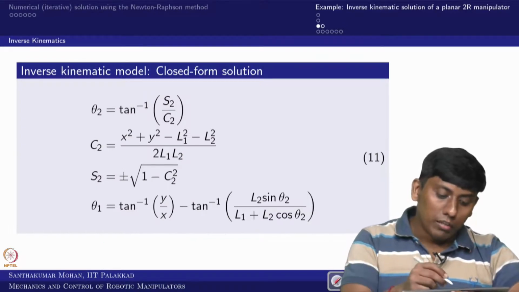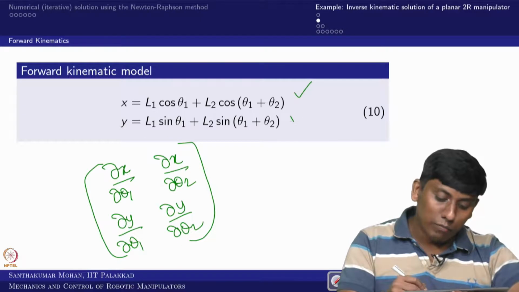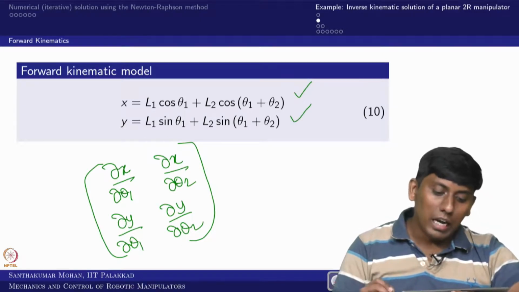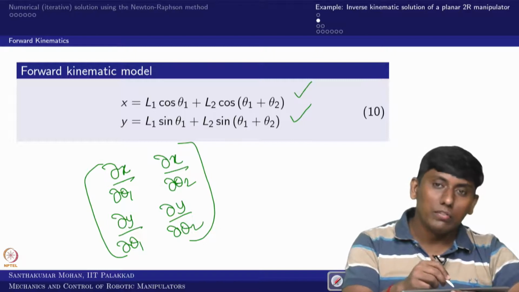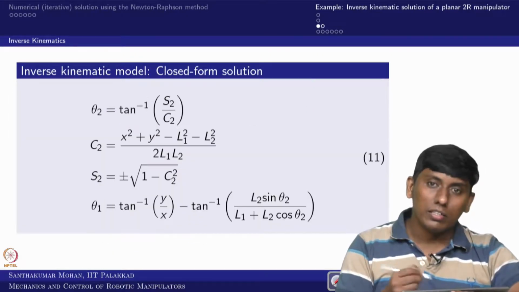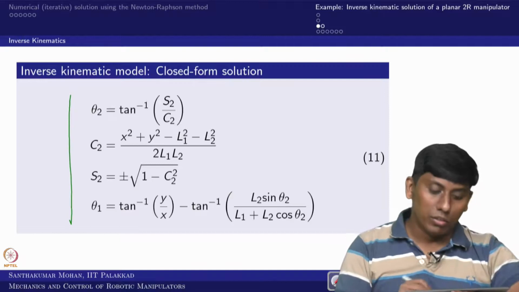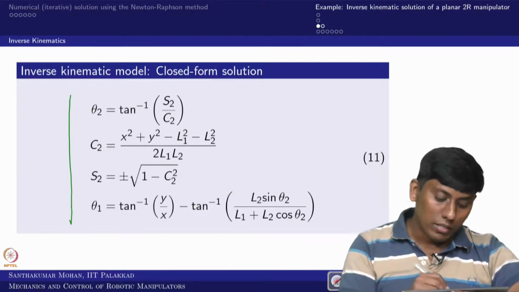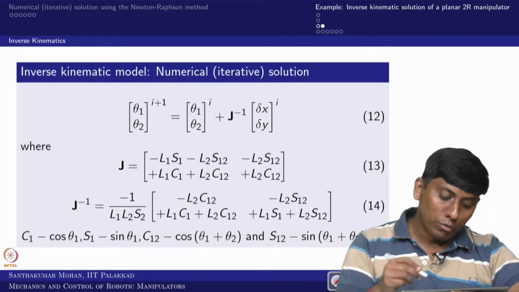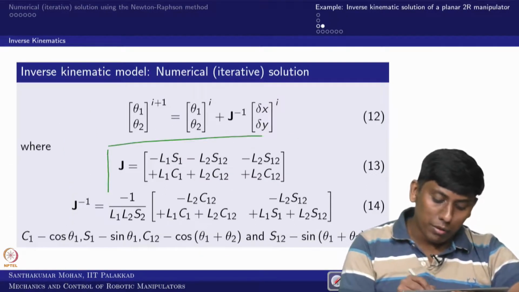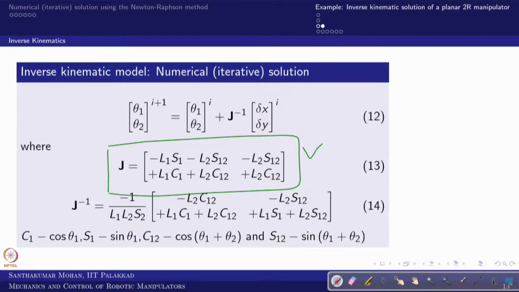Before that, what one can see is that the forward kinematic solution is known, and we already have the closed form solution available. Just for comparison I am taking this. We have already solved this in the last class, so the same solution I have put here. Now you can see what we need to know is this Jacobian matrix. This we have obtained, and this is the algorithm which we have formed. So now we start with the initial guess, and based on the initial guess we can find the Jacobian inverse and this delta x and delta y, then we can go again, right.